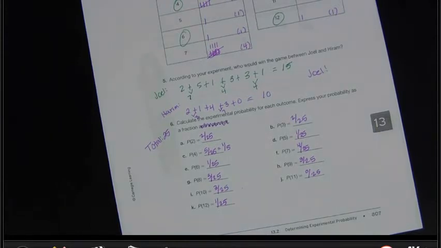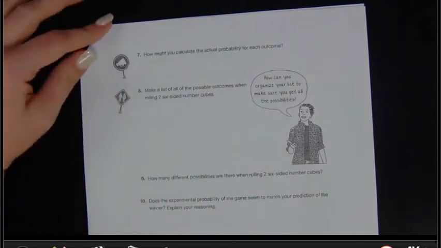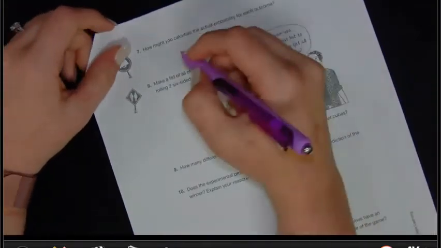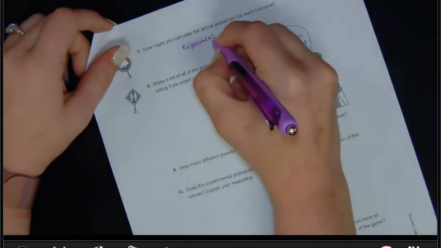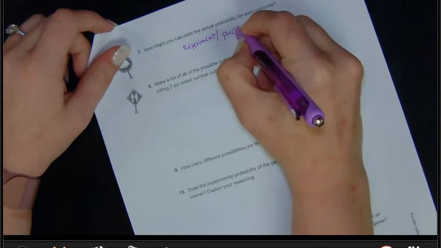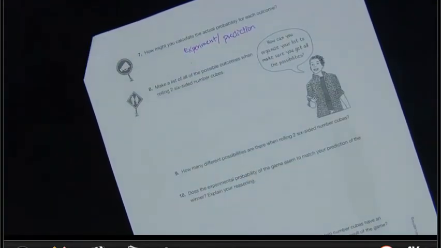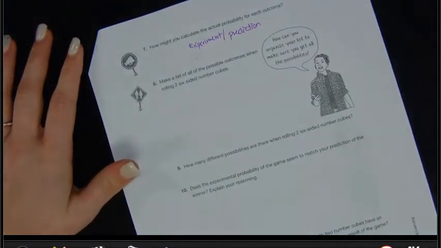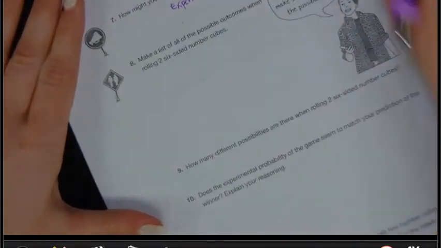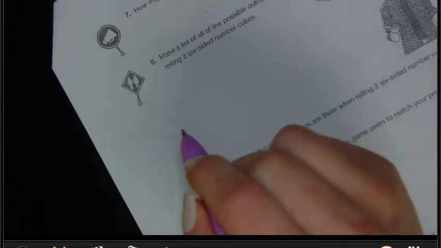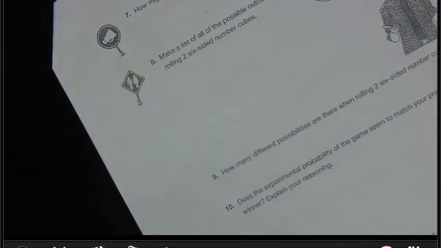Okay. Number 7, it is asking us to calculate the actual probability for each outcome. And this was what we did. It was an experiment versus our prediction. Or we could write out all of the possible outcomes, which is what we're going to do for number 8. So number 8 is asking us to list all of the possible outcomes when rolling two six-sided dice. Okay, I don't want the sum this time. I want to know what are all of my combinations that I could have.